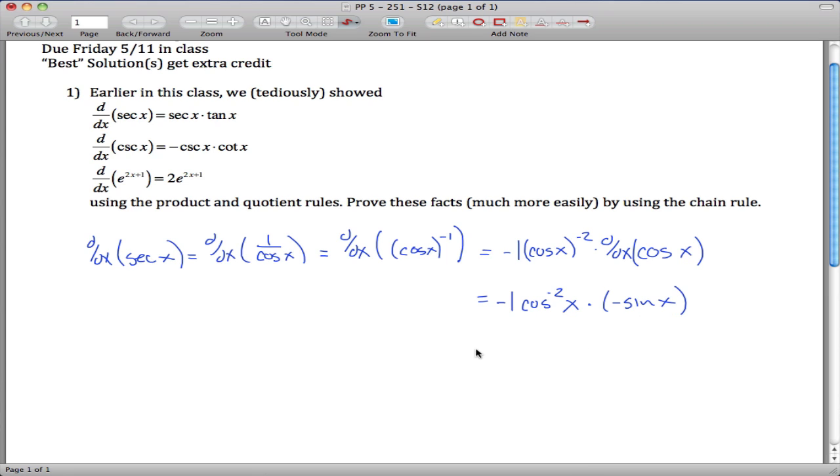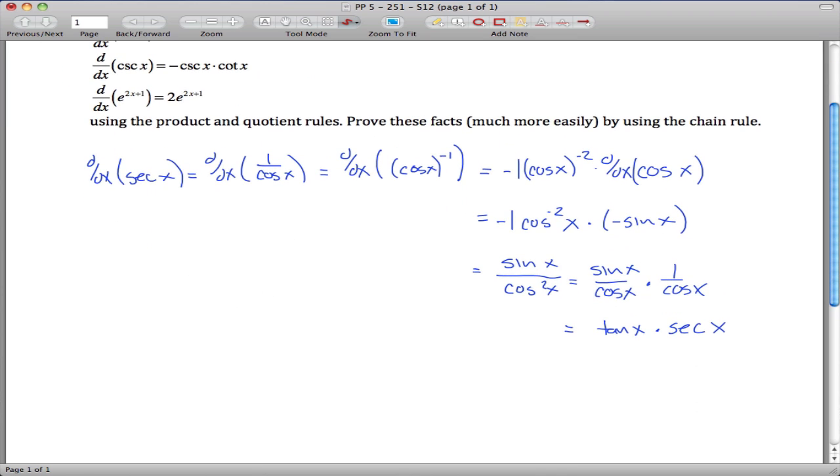The negatives cancel each other out, and what we're left with here is sine of x over cosine squared of x, which is sine of x over cosine of x, times 1 over cosine of x. Sine over cosine is tangent. 1 over cosine is secant. So there we go. There's the same thing using the chain rule.